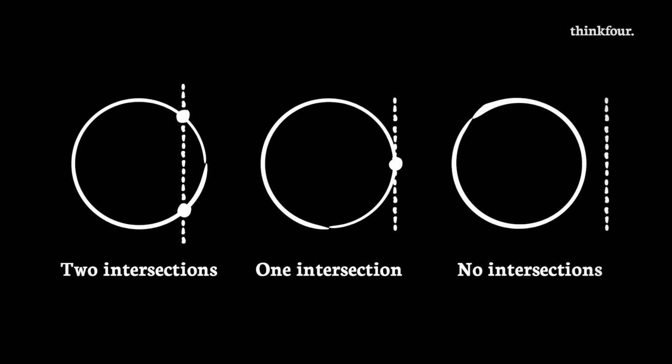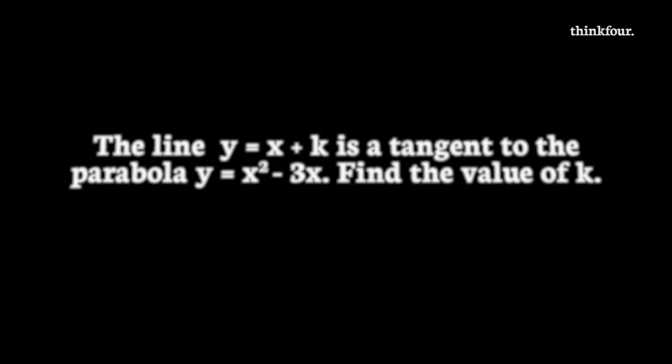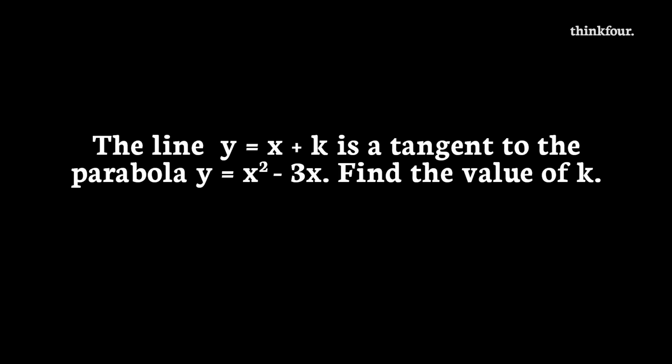This question says, the line y equals x plus k is a tangent to the parabola y equals x squared minus 3x. The line is a tangent to the parabola, so there will be 1 point of intersection. Once the equations are combined, there's a quadratic formed. We can use the discriminant to find the unknown because we know it will be equal to 0 for 1 point of intersection.